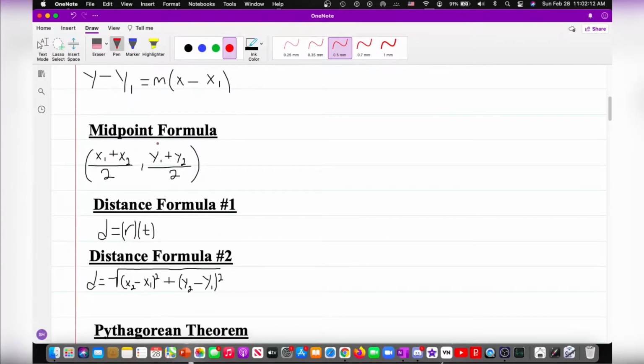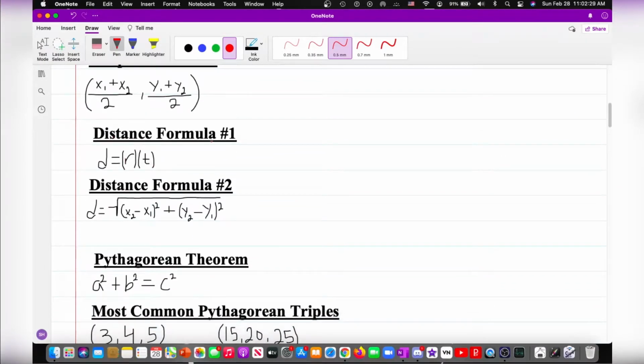Okay, midpoint formula is if you're given two sets of points and you're trying to find a point that's in the middle. So it's x1 plus x2 over 2, comma, y1 plus y2 over 2. And this should get you your set of points.